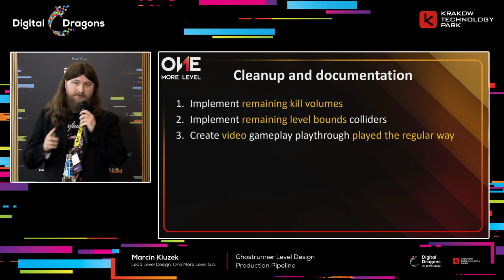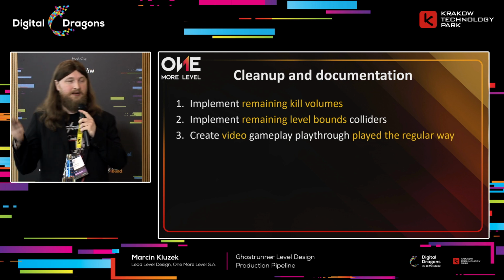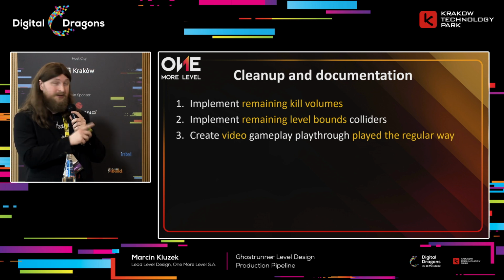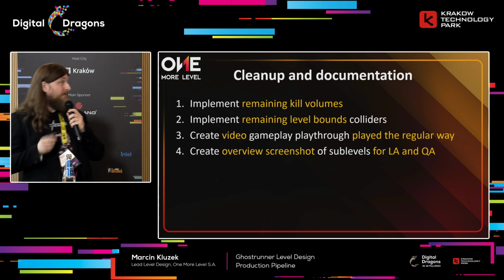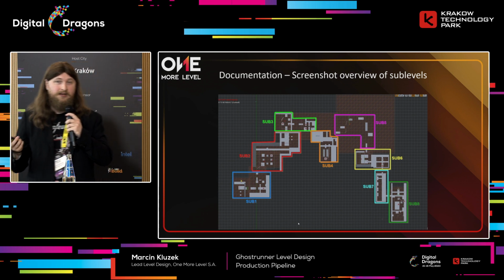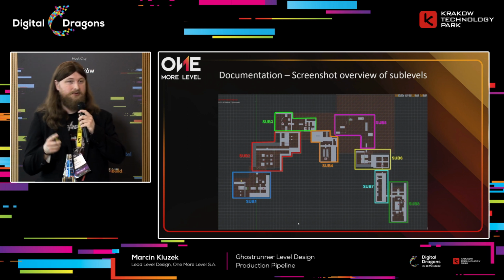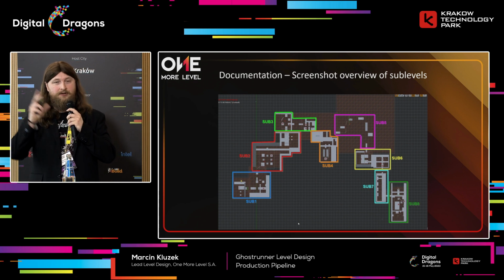We create a video playthrough for the level art, for reference, and maybe for the milestone, because your publisher wants to see the level, and they don't have time to replay everything. It is useful for those purposes. And you play the normal way, the regular way, not the speedrunner way, so how the player would play it. You create an overview screenshot of sub-levels for level art and QA. This might be useful for them. When QA wants to report a bug, they want to know, oh, this is sub-3. So I know this bug is in sub-3, and you don't have to look for it as much. And the level artists want to know when the sub-level starts and ends, so they know where to work on it, right?